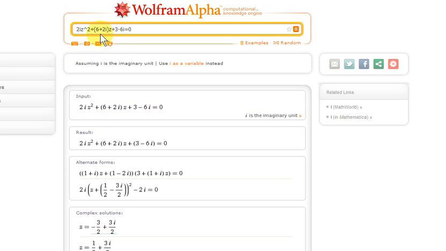We can plug our quadratic equation in here. It's 2iz squared plus 6 plus 2i times z plus 3 minus 6i equals 0. We don't need brackets around the 3 minus 6i, of course. So here it is, and here are the two solutions.